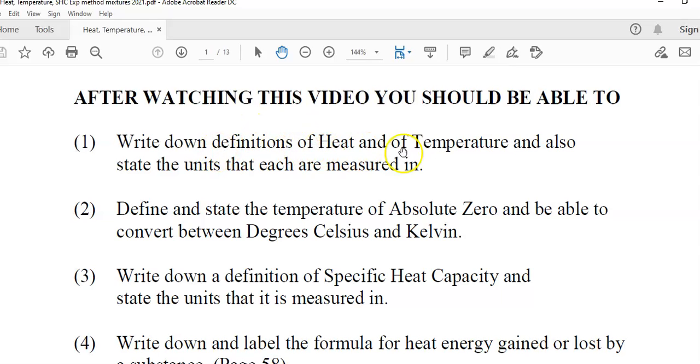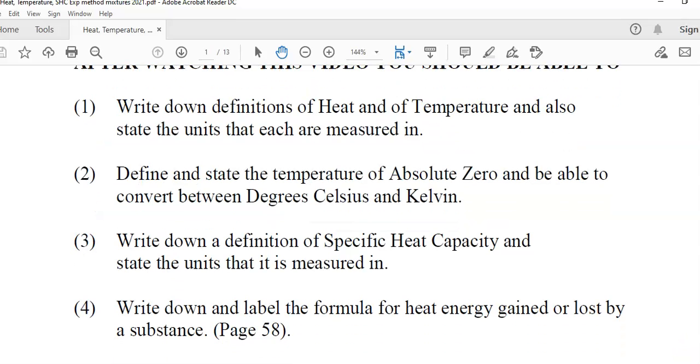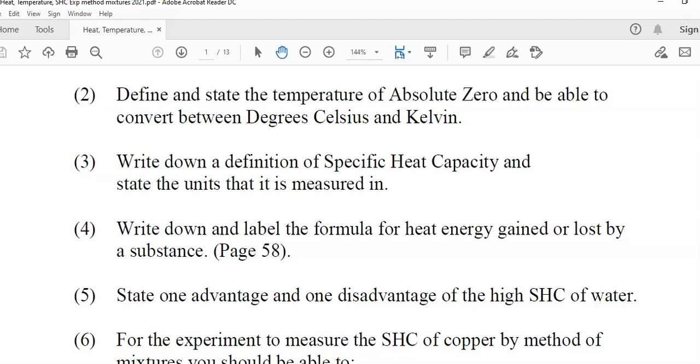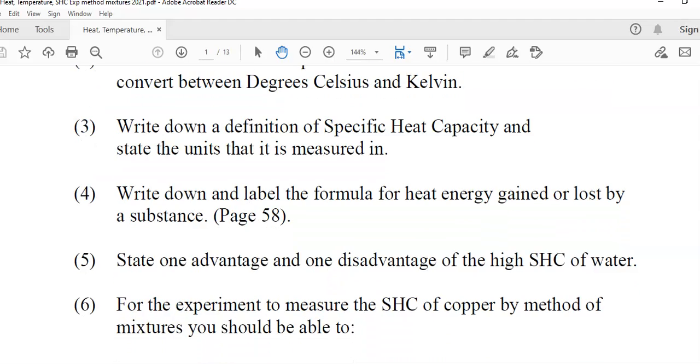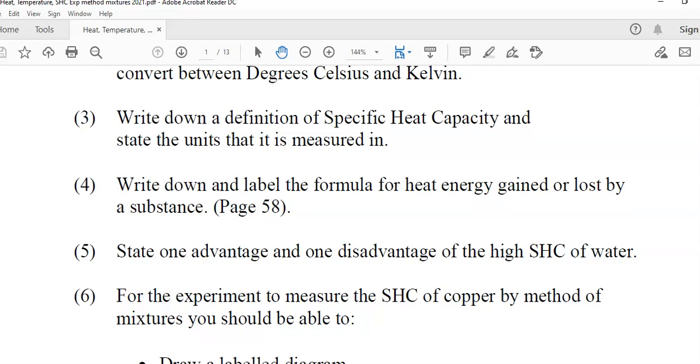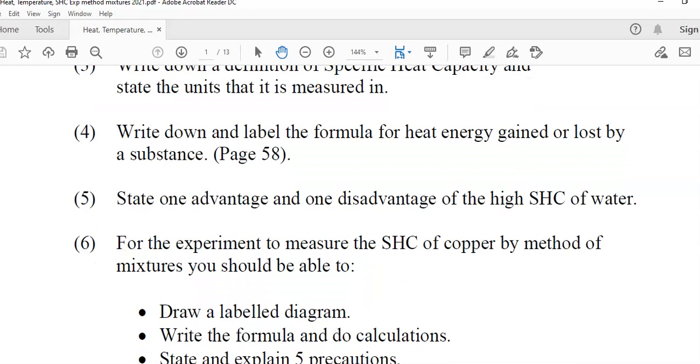You need to know the definitions of heat and temperature and the units that they're measured in. You need to know the definition of absolute zero and to be able to convert between degrees Celsius and degrees Kelvin. You need to know the definition of specific heat capacity, and you also need the units that specific heat capacity is measured in. You also need to know the formula associated with the definition of specific heat capacity for heat energy gained or lost by a substance. That's on page 58 of the maths tables, but you will get to learn it quite easily anyway. Water has a particularly high specific heat capacity, and there are advantages and disadvantages of this fact. You need to know one of each.